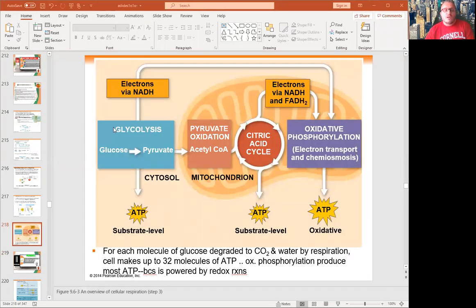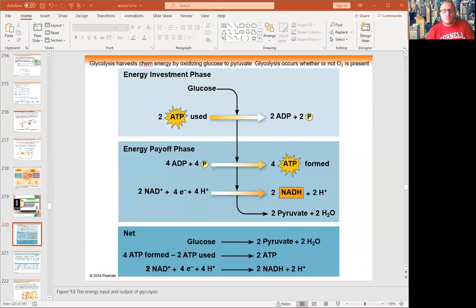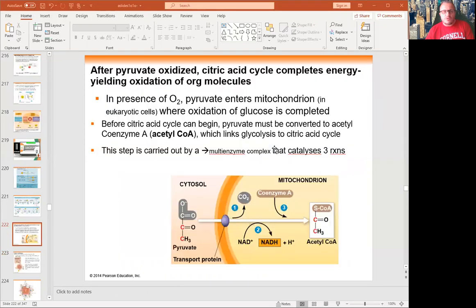So cellular respiration is actually made of three major parts: glycolysis in the cytosol, the citric acid cycle, and oxidative phosphorylation in the mitochondria. Each of them produces a number of ATP. Everything starts with glucose in this model system, which is converted to two pyruvate, and glycolysis produces a net of two pyruvate, two ATP, two NADH, and two protons.